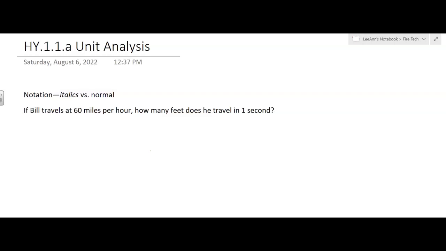Okay, first though, I want to talk about notation. Sometimes in your formulas, you're going to have variables. Like the other day, we had diameter as a variable. If you remember, it was italicized, so it was written in italics. But sometimes we have units, like miles per hour. And those are not italicized, those are normal. So sometimes it's going to be helpful to you to realize when it is a variable and when it is just a unit of measure that they're talking about, okay? So I thought I'd just point that out.